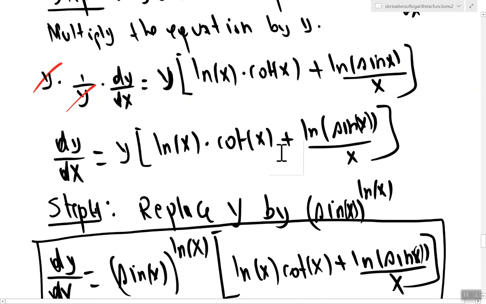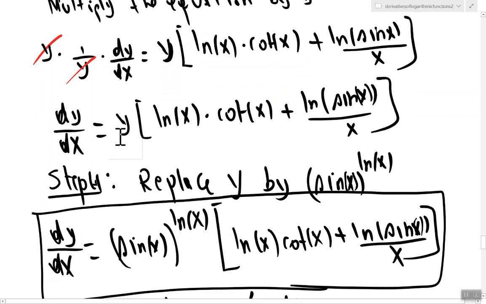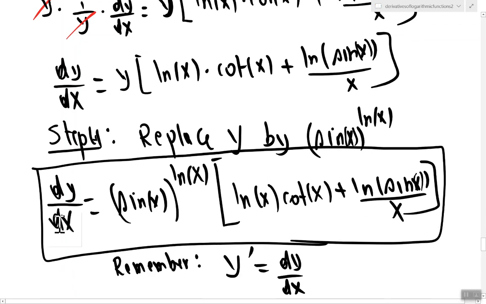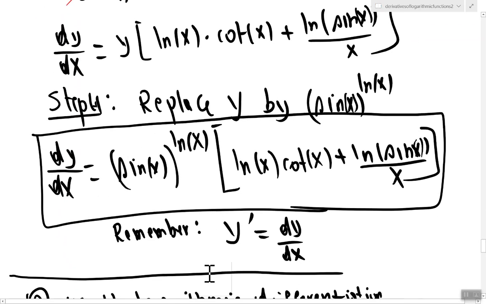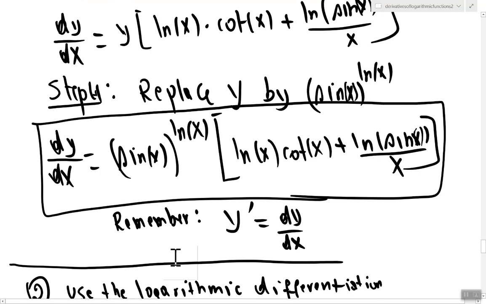We cannot see y here, so that's why instead of keeping y, we'll have to replace y by sin of x raised to ln of x, and then times your open bracket, you put ln of x cotangent of x plus ln of sin of x over x, and then you close your bracket. So that is the answer for the derivative of that function sin of x raised to ln of x using the logarithmic differentiation method.